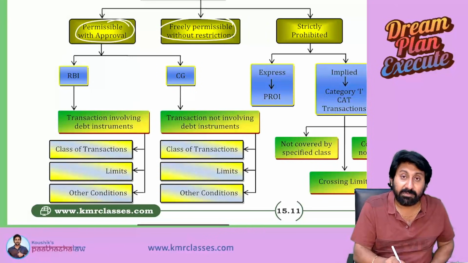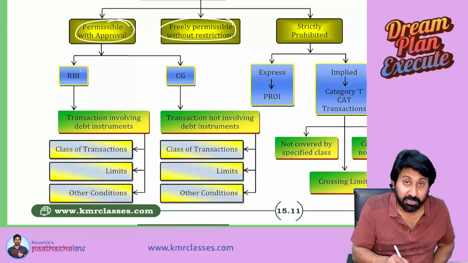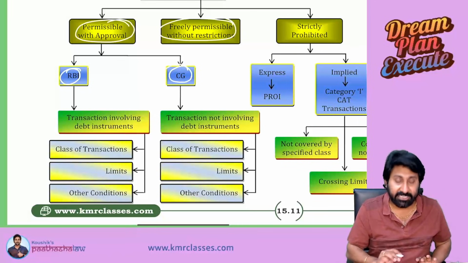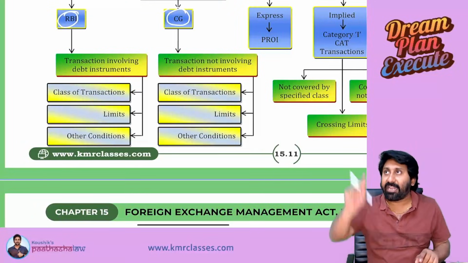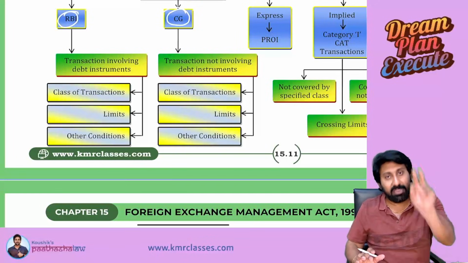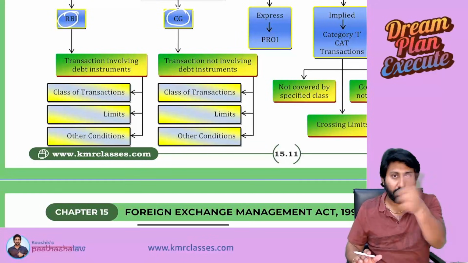Permissible with approval. Now, whose approval? Debt instruments: RBI. General transactions: RBI. Non-debt instruments: CG. Will they just say these are allowed and these are not allowed? No. They will tell three things: the list given, the limits given, and other conditions given, both sides.